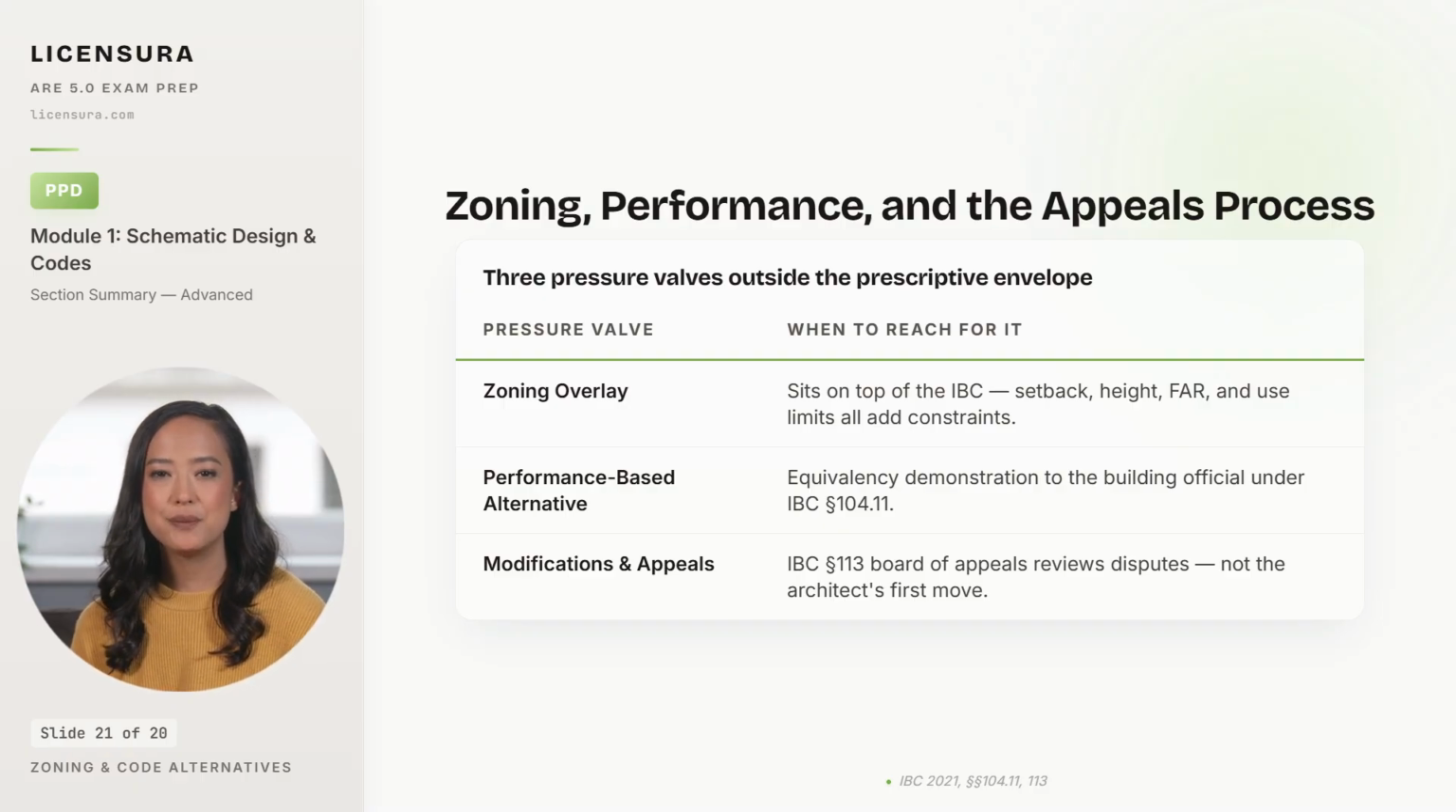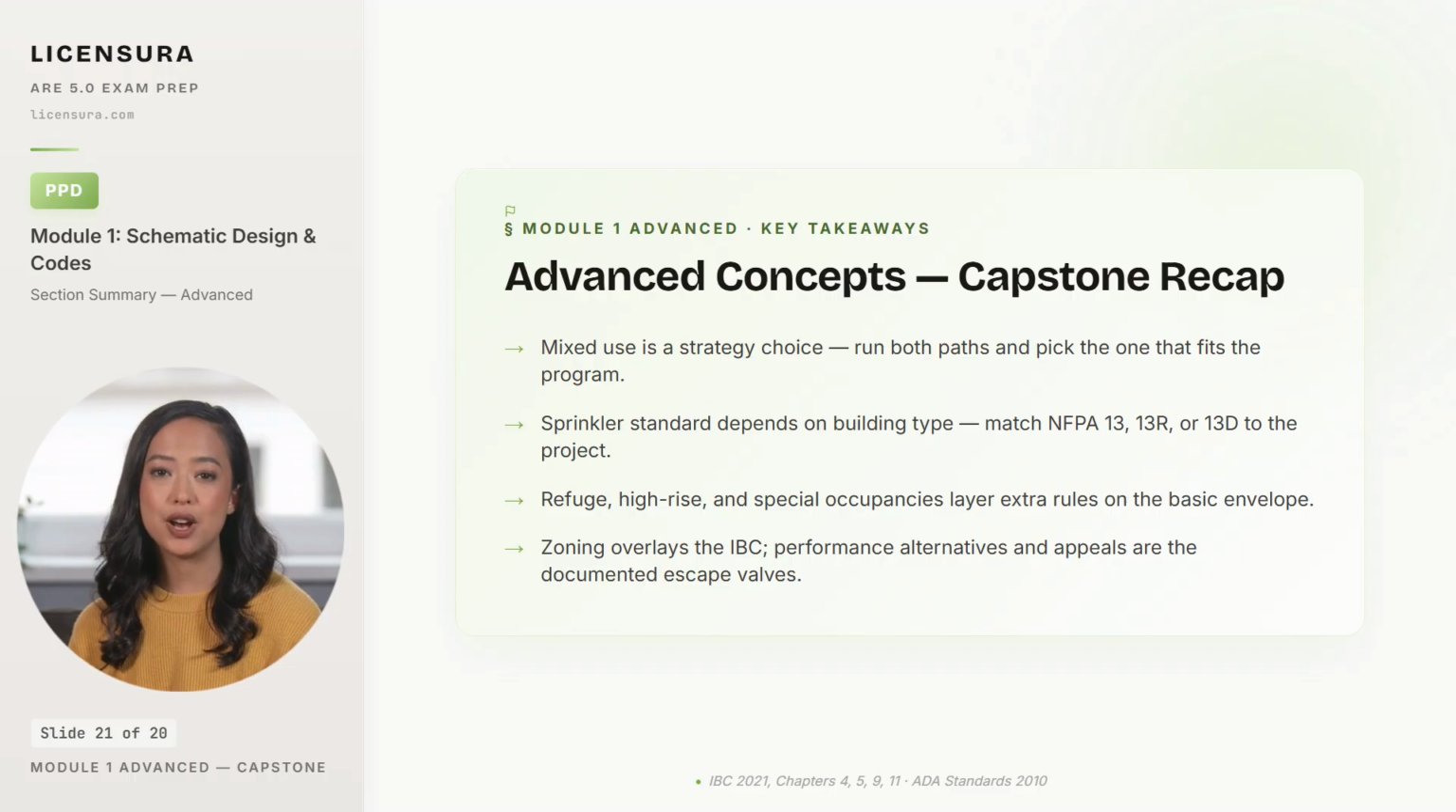Reach for it deliberately. 4 takeaways close the gray zone discipline into the posture you carry into any code question that hides a seam inside the prompt. Walk away with the gray zone discipline rather than a list of facts. Mixed use is a strategy choice the architect runs deliberately. Separated and non-separated are both legal. The calculations get done both ways, and the recommendation lands on the path that protects the program rather than the path that is easier to draw.